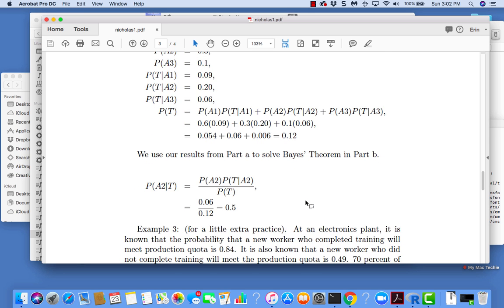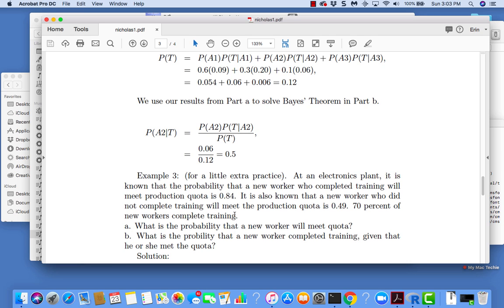So then we use this to get our Bayes theorem. So the probability of A2 given T is the probability of A2 times the probability of T given A2. So that's your second piece from the previous formula up here, all over the probability of a tune-up. So that's going to be your 0.06 all over the total of 0.12, and that's going to give me the probability of 0.5. Okay?